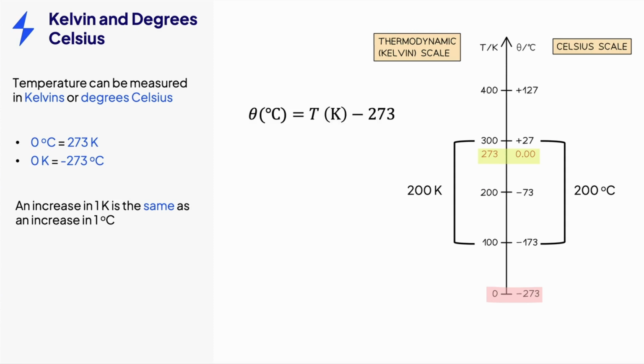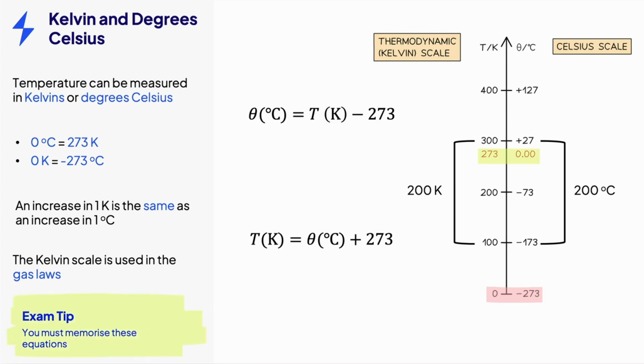To convert from Kelvin to degrees Celsius, you need to take away 273. To convert from degrees Celsius to Kelvin, you need to add 273. This conversion is important for gas laws such as the change in pressure with temperature at constant volume. The pressure is proportional to the temperature when the temperature is in kelvins. Make sure you memorize these equations. They will not be given on your formula sheet.